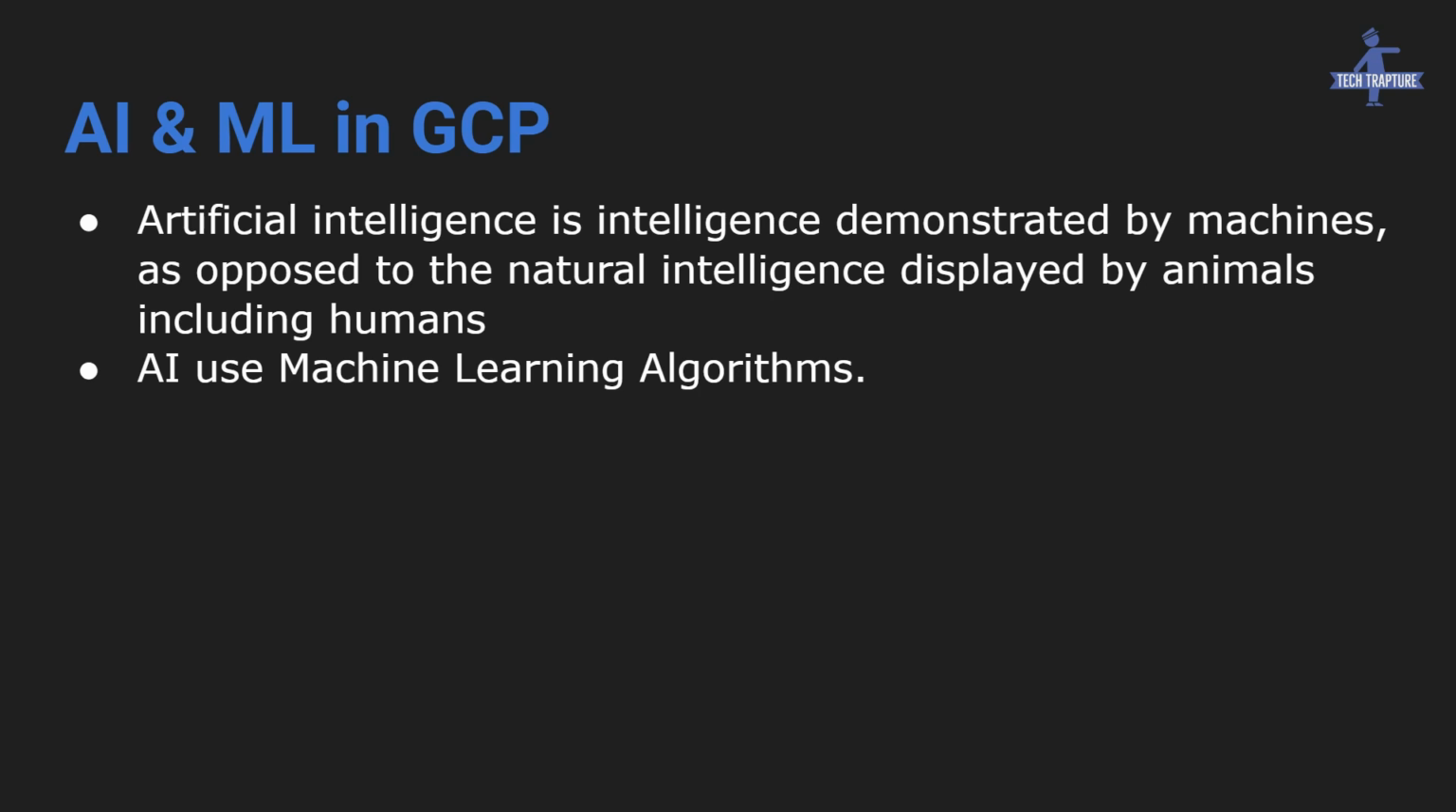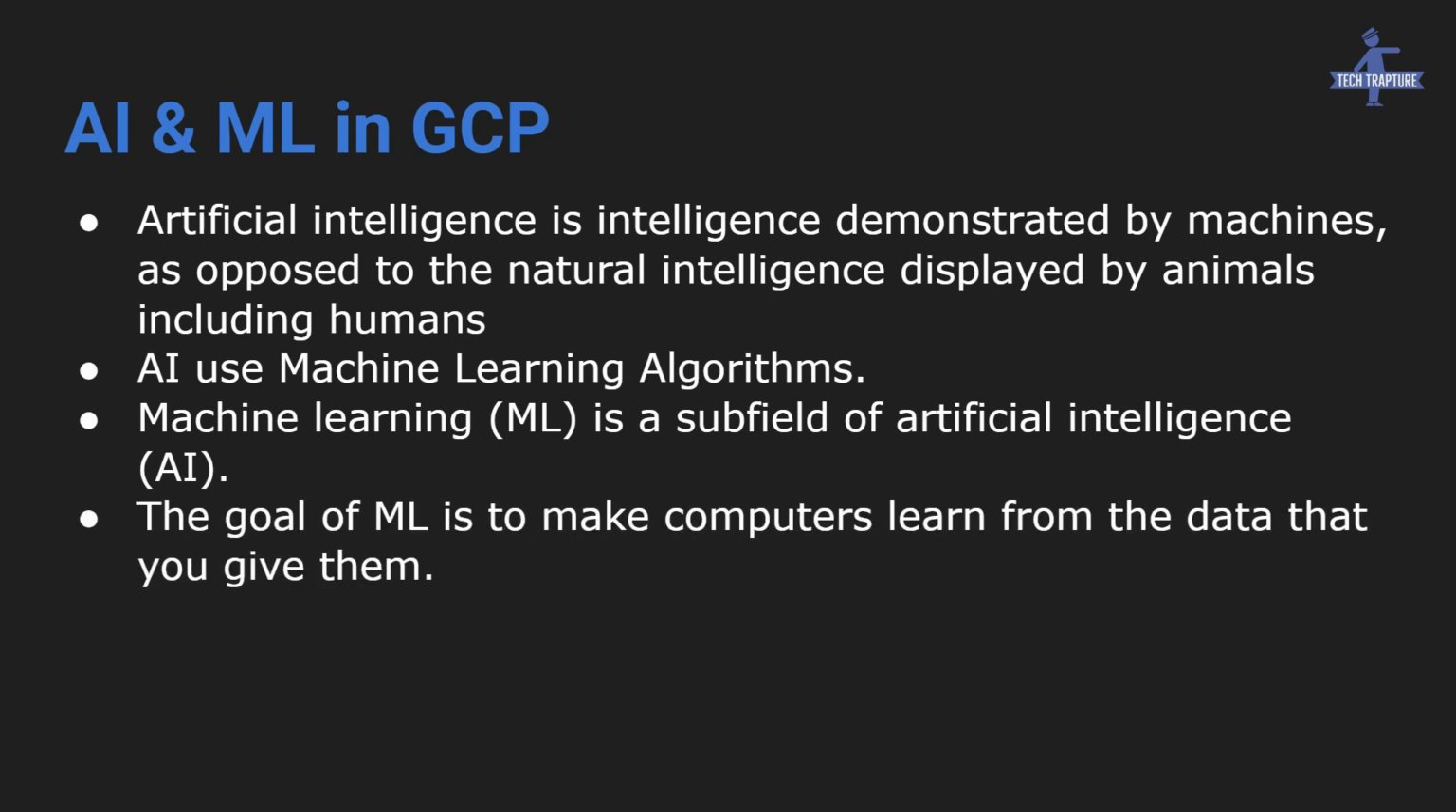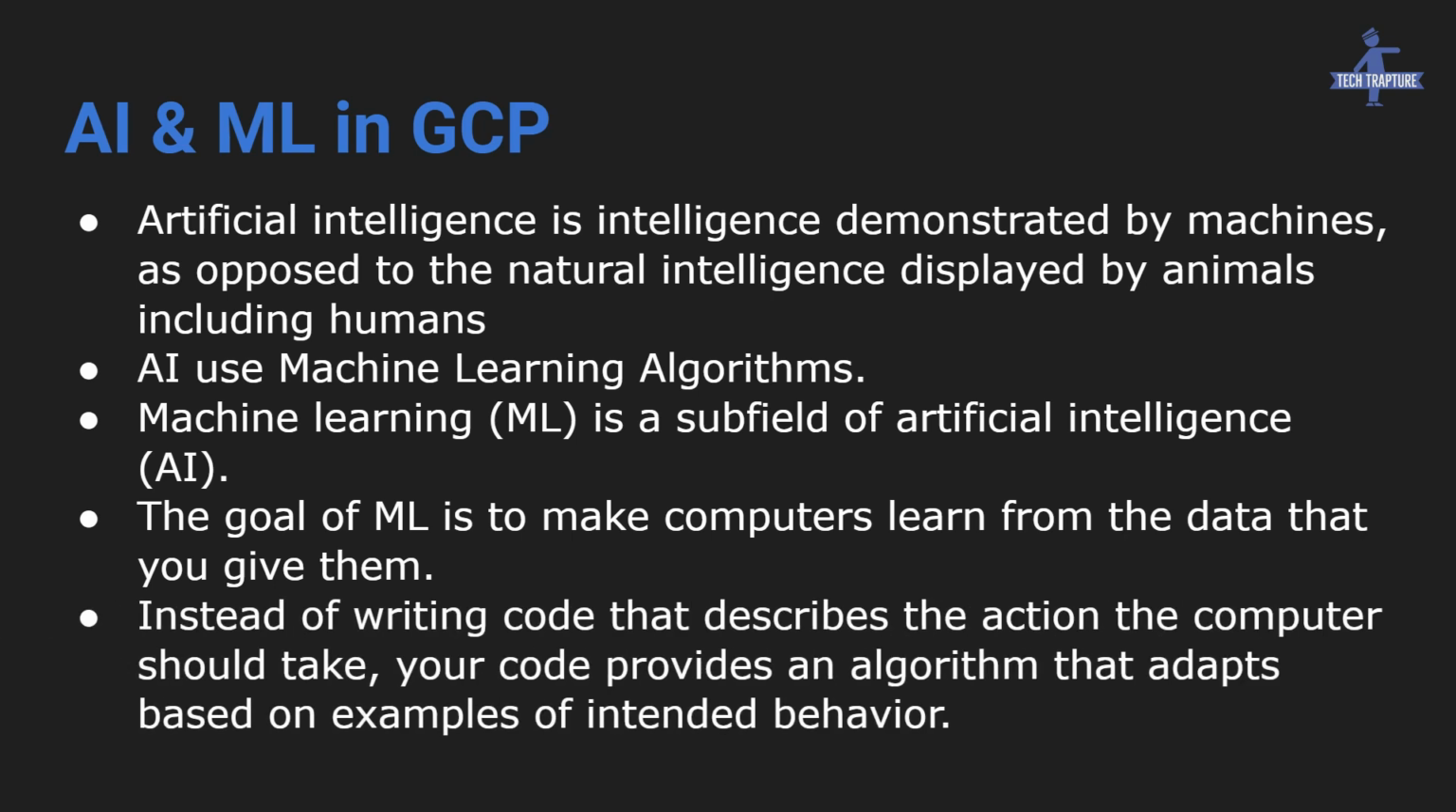This artificial intelligence will use a machine learning algorithm, and machine learning is a subfield of artificial intelligence. So just a difference you could see: artificial intelligence uses a machine learning algorithm to train a model. The goal of machine learning is to make the computer learn from the data that you give it. As we discussed at the start of this video, any machine learning model will need data to train that model. Instead of writing code that describes the action a computer should take, your code provides an algorithm that adapts based on examples of intended behavior.